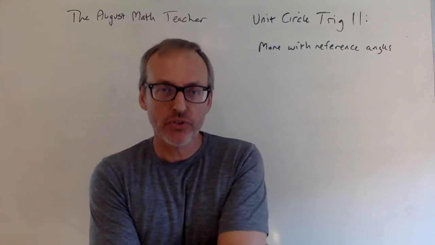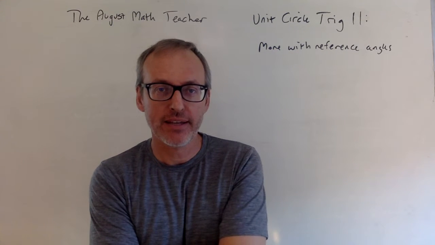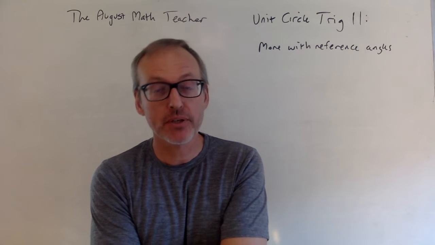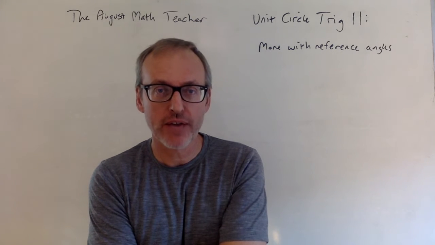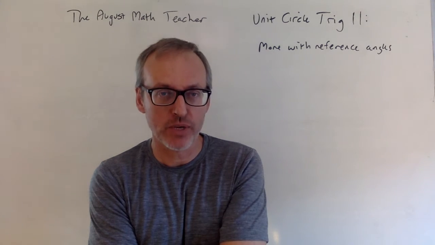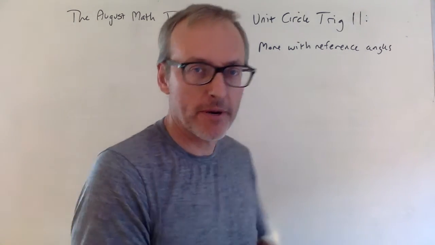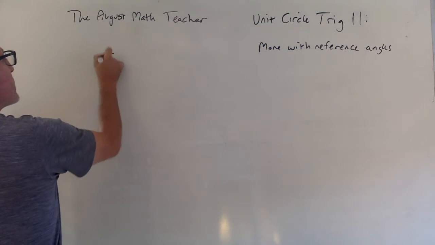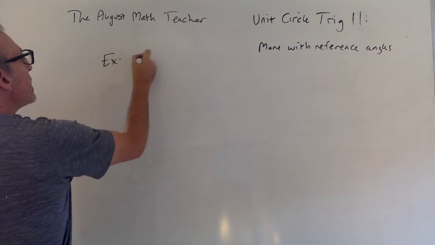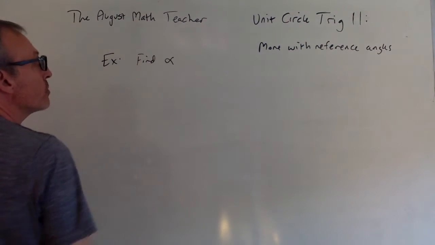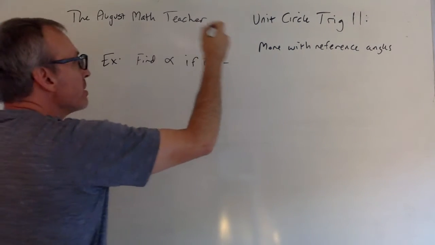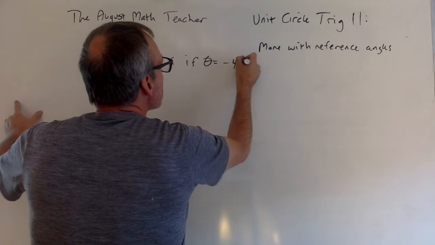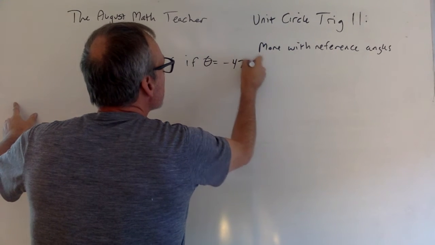All right, reference angles have been defined, and it is typical if you are struggling a little bit with figuring out how to calculate one, how to find one. So let's do one to warm up here. Here's an example. Let's find alpha, which is going to be my code for a reference angle, if theta is equal to negative 475 degrees.